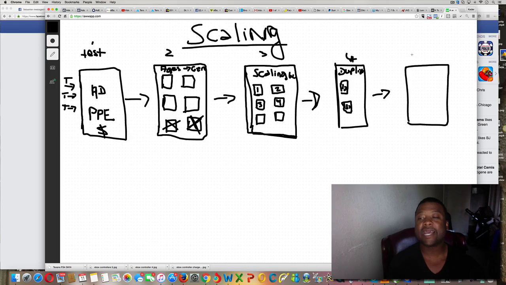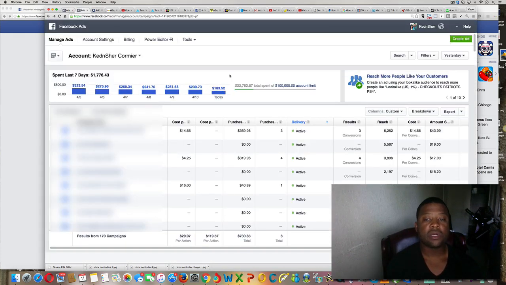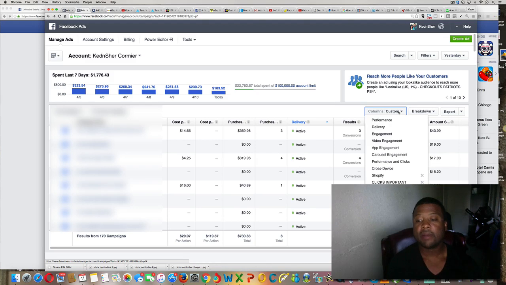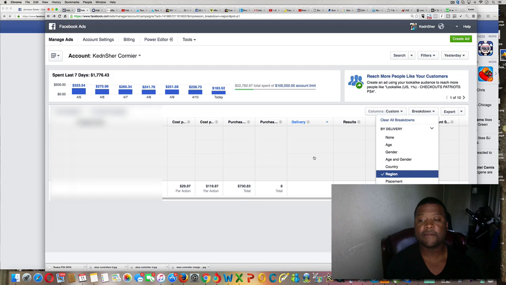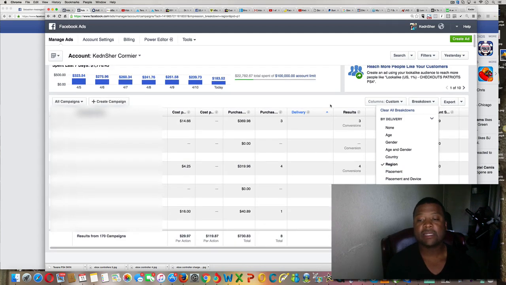I'm going to do scaling through states, okay? Now, Facebook is going to give me more data over here, and from some of this data, I'm going to know what state, like if I'm targeting people in the US, exactly what state people are buying from. Let me give you a quick example on the ad that we had earlier. I'm going to come here and change the breakdown, and on this ad, it's actually going to tell me what state.